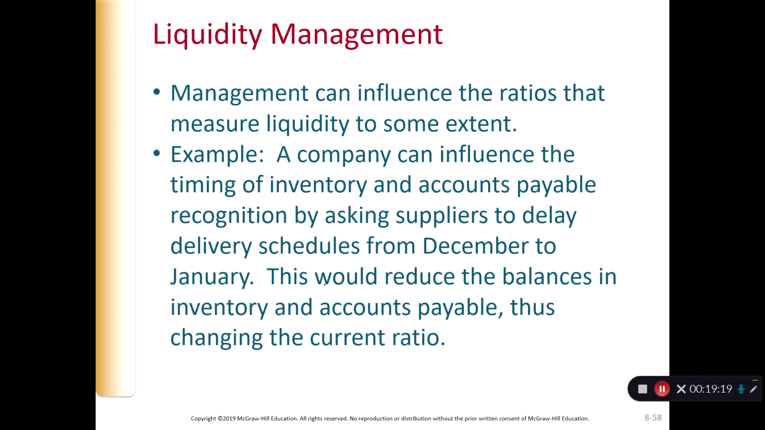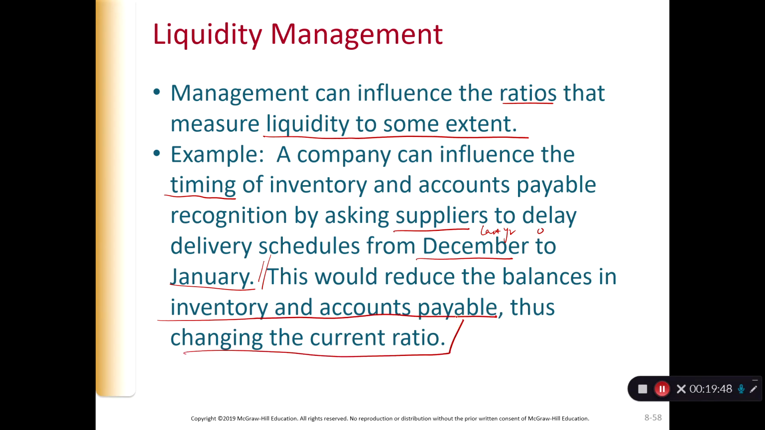Liquidity management. Management can influence the ratios that measure liquidity to some extent. For example, a company can influence the timing of inventory and accounts payable recognition by asking suppliers to delay the delivery scheduled for December last year to January of next year. By doing that, it can reduce the balance of inventory and accounts payable, at the same time changing the current ratio. This is very interesting.